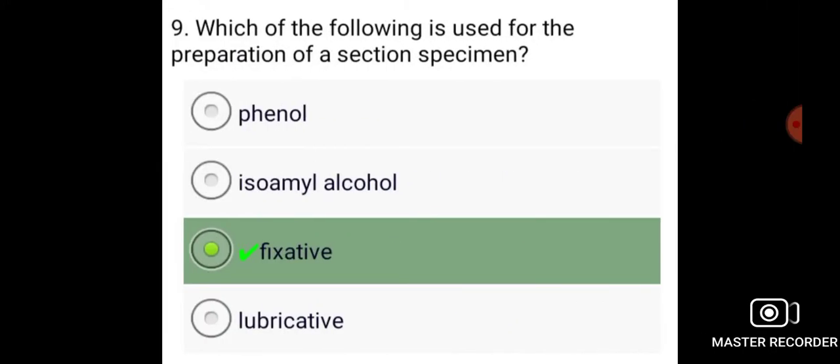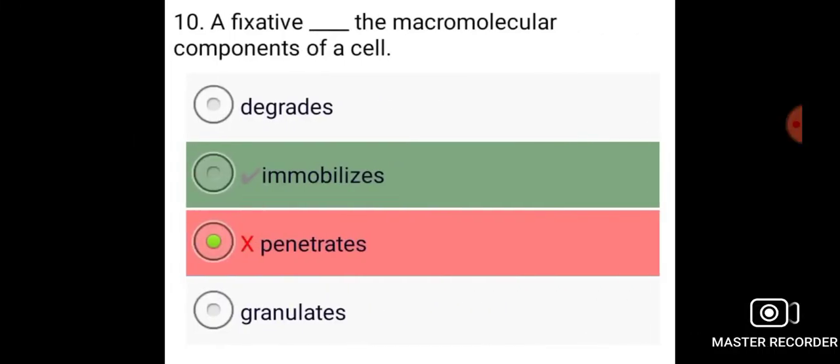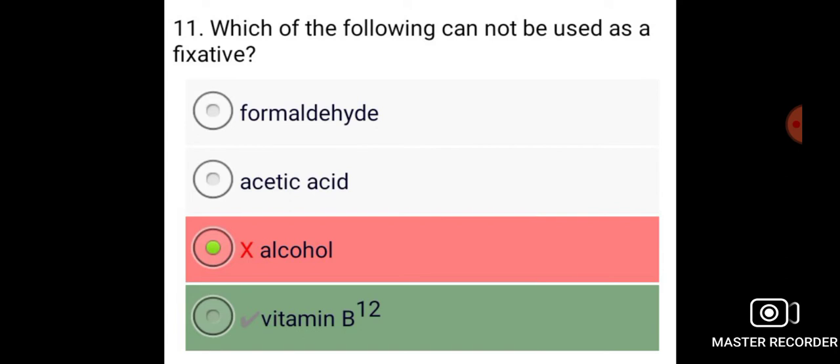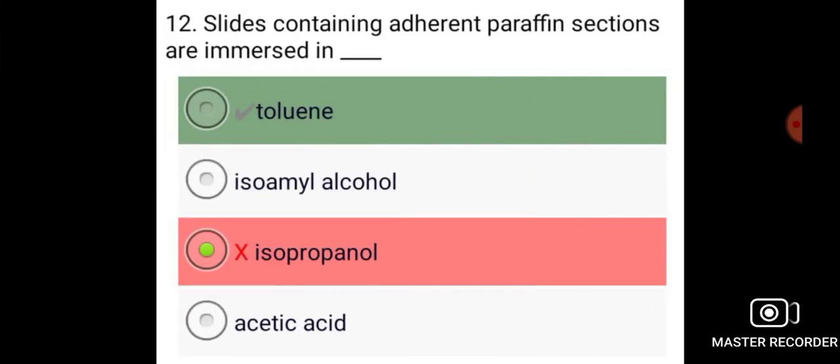Which of the following is used for the preparation of a section specimen? Fixative. A fixative immobilizes the macromolecular components of the cell. Which of the following cannot be used as a fixative? Vitamin B12. Slides containing adherent paraffin sections are immersed in toluene.